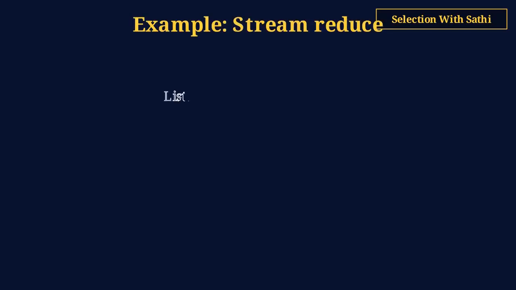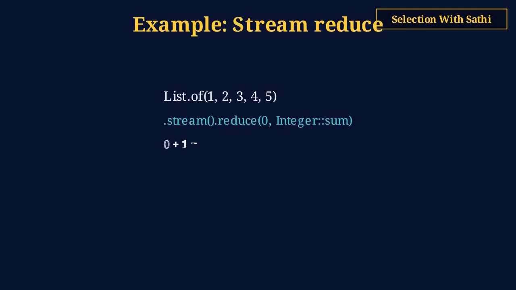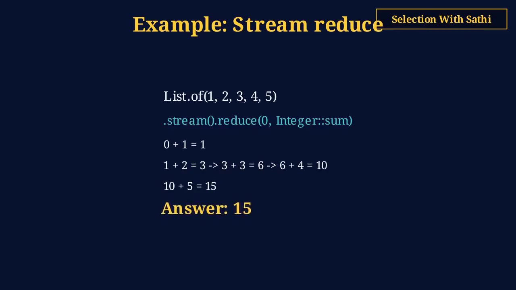Reduce to sum. nums.stream().reduce with identity 0 and accumulator Integer::sum. Reduce starts with 0, adds each element: 0 plus 1 plus 2 plus 3 plus 4 plus 5. Result is 15. Integer::sum is a method reference.